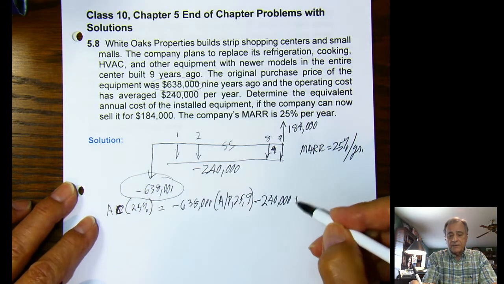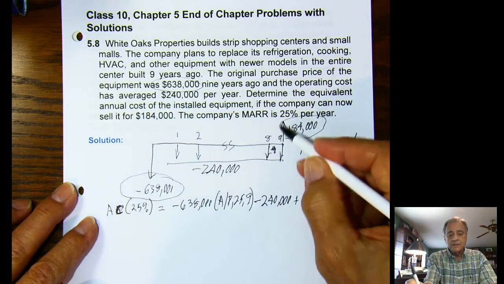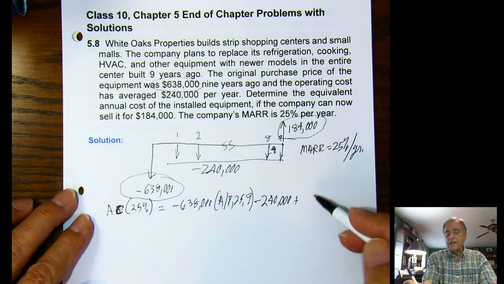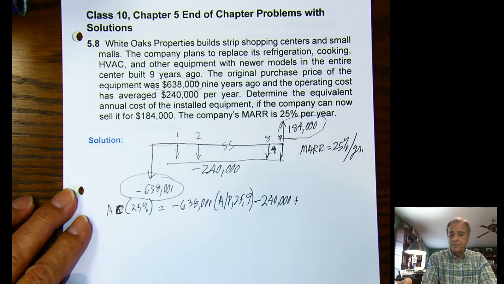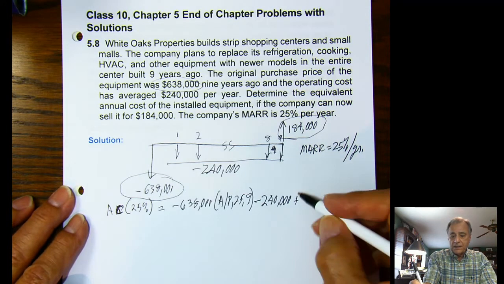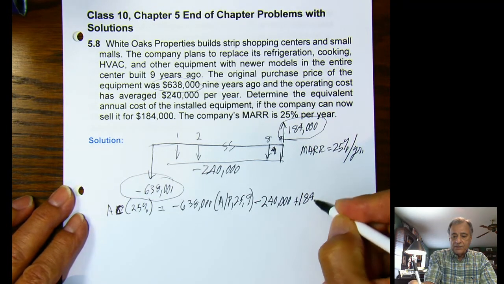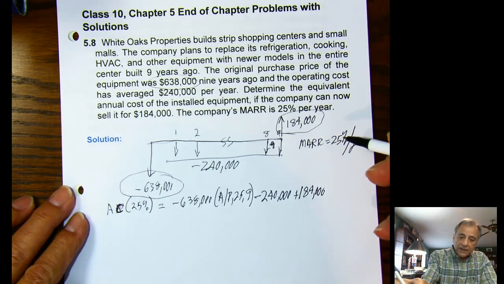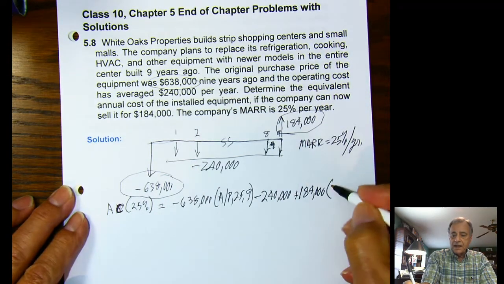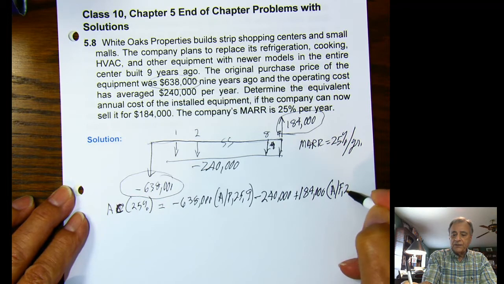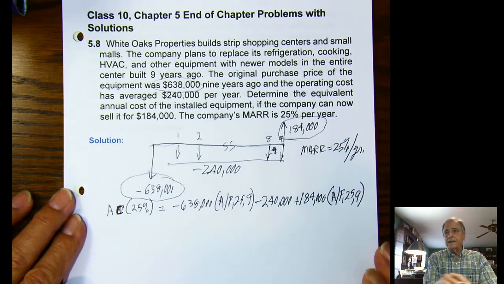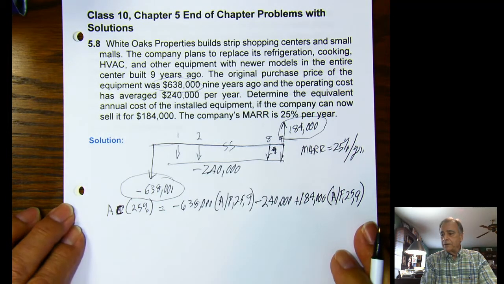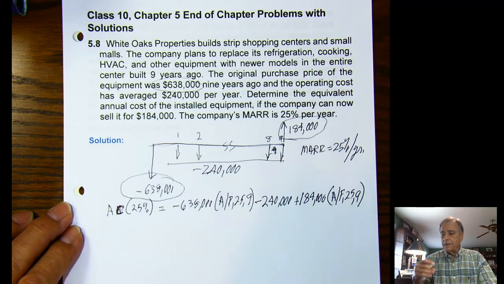Then I have this salvage value of plus 184,000. Well, that's a future value relative to this time frame. So I'm going to say that's 184,000. And I'm going to convert that to a uniform series, A given F, 25% for 9 periods. So that is the equation that gives me the annual equivalent of this cash flow.